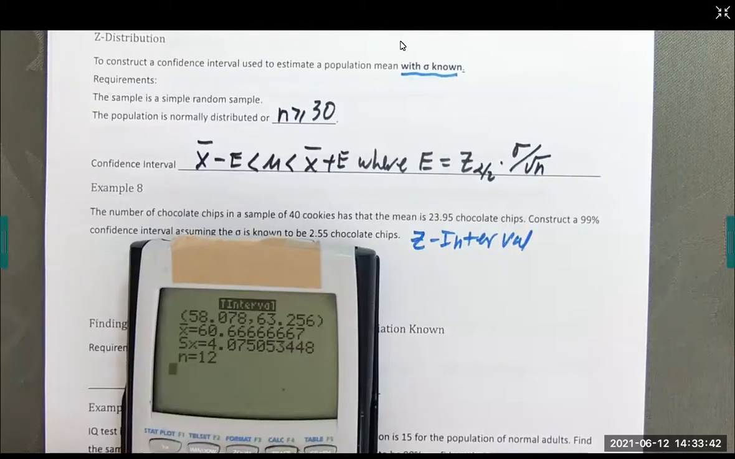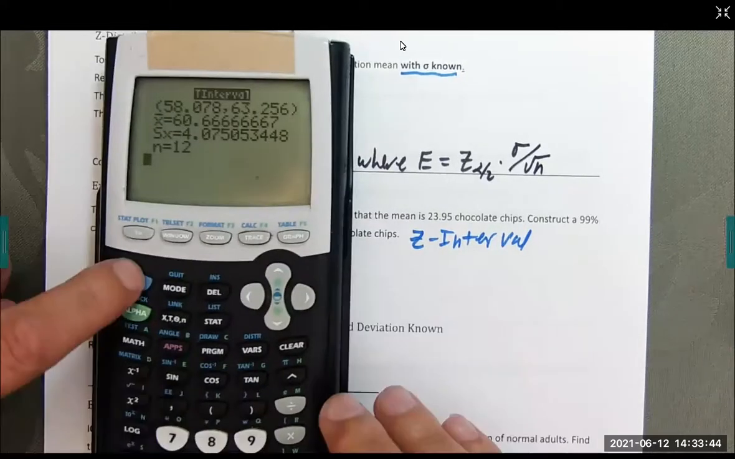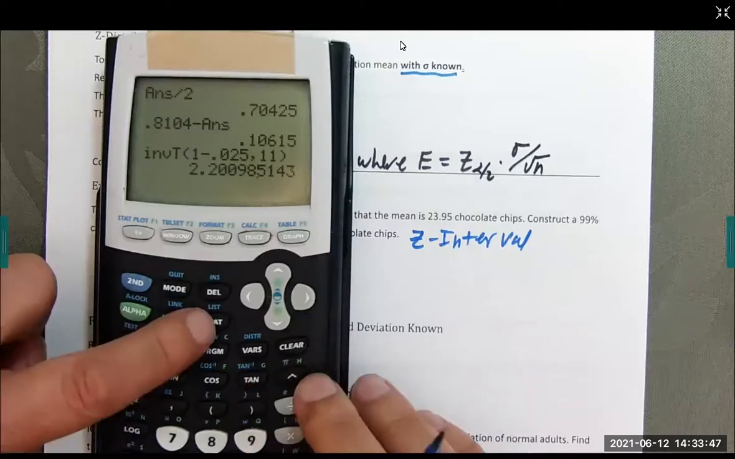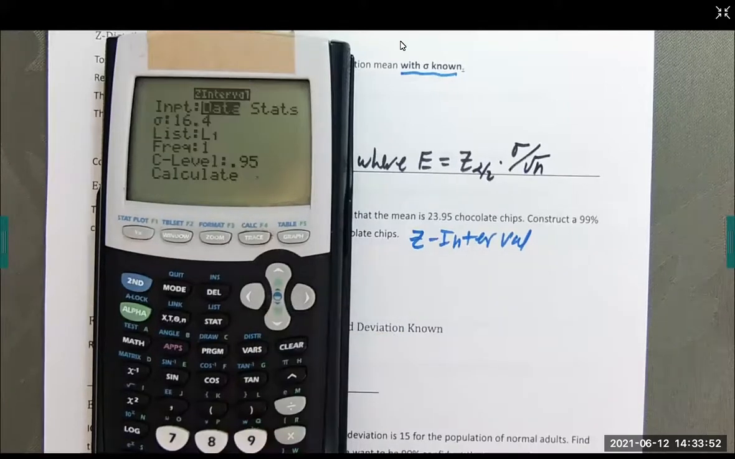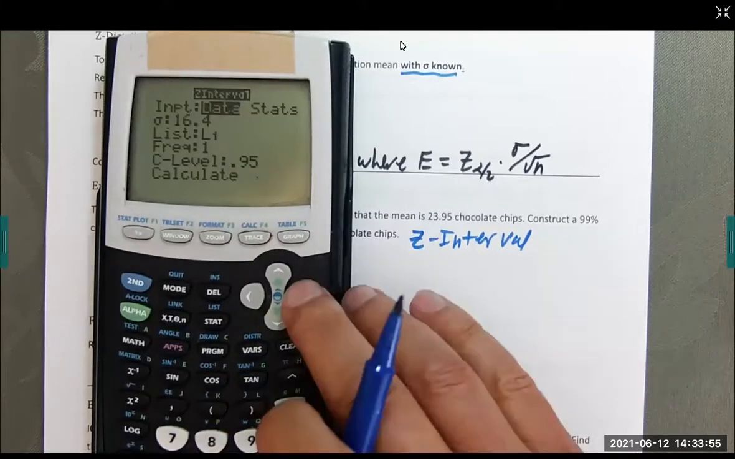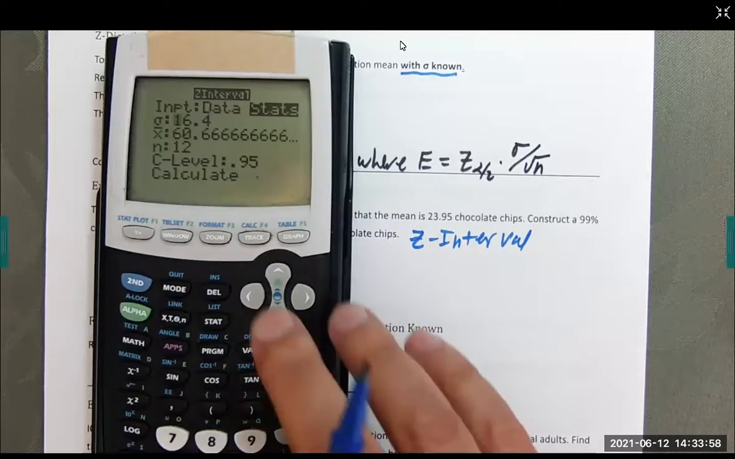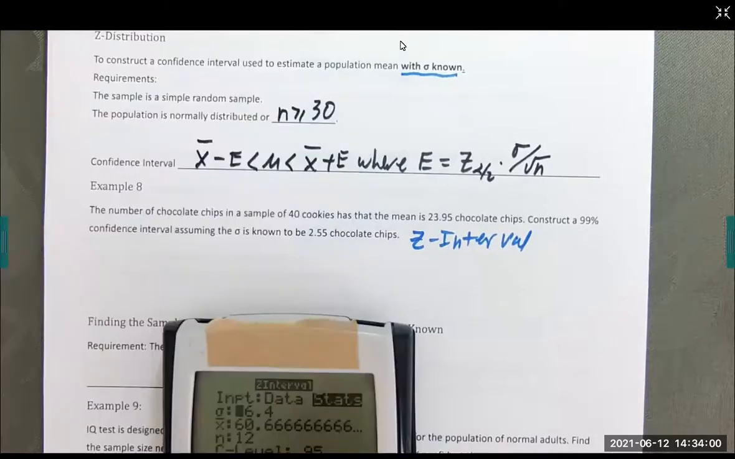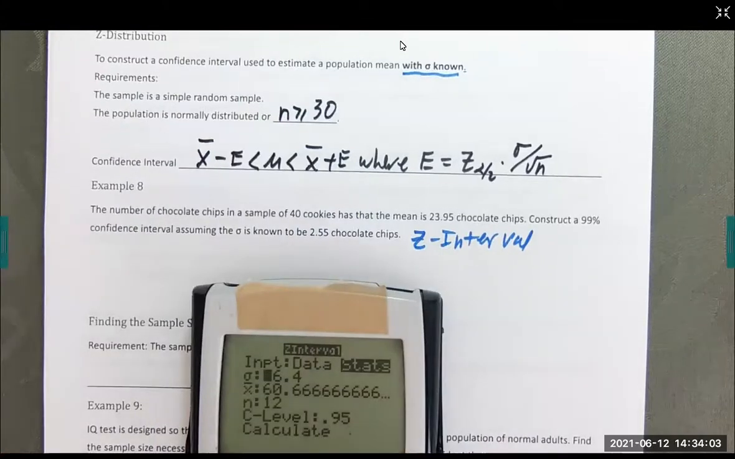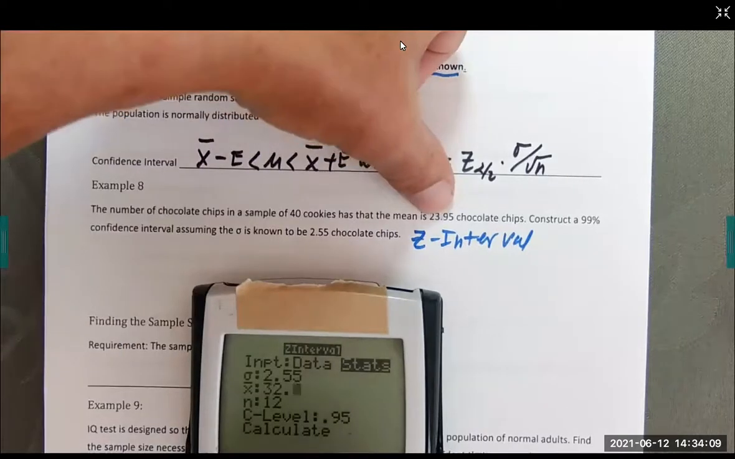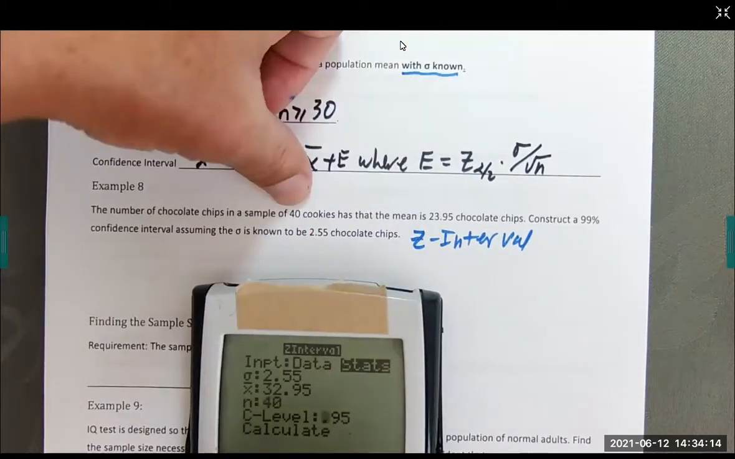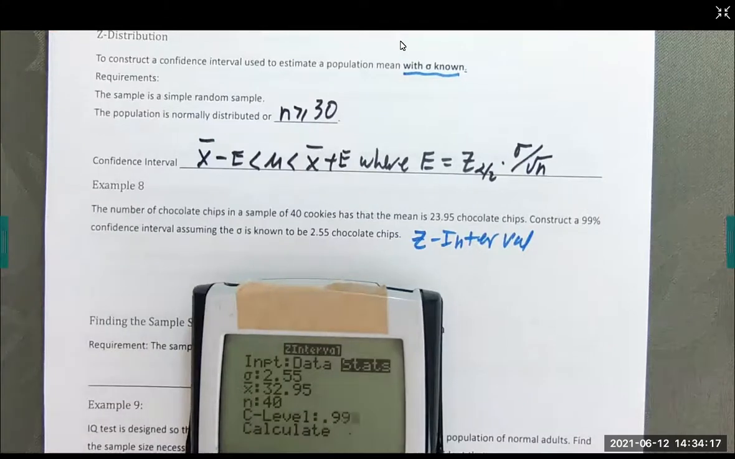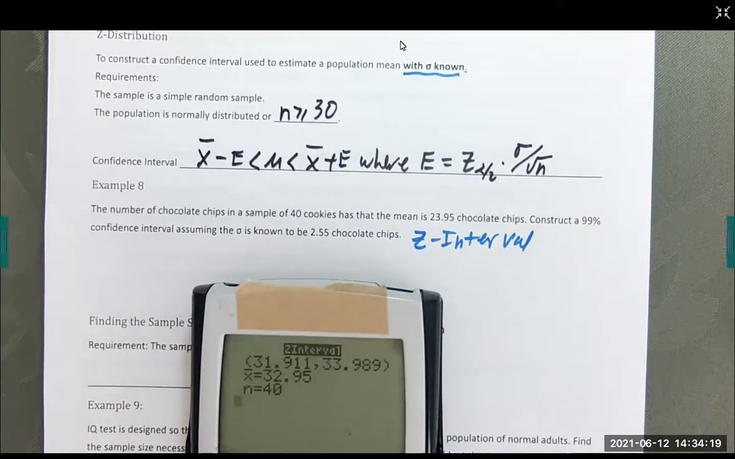Once again, let's put this up here. I'm going to go to stat test, and you can see Z interval here is 7th on mine. And in this case, we are not going to use data. We're going to use the information they give us. The first thing you want to know is, what is sigma? Well, that is 2.55. X bar, 23.95. N is 40. Confidence level is 0.99. Just like that. You gotta love it.